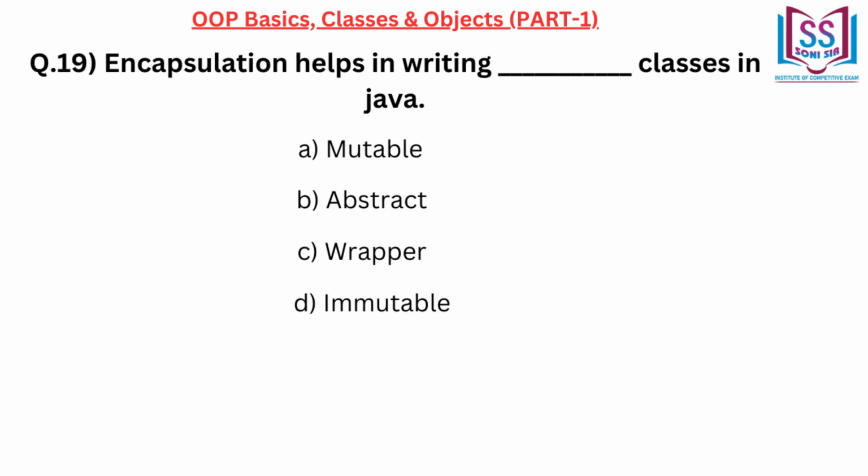Encapsulation helps in writing dash classes in Java. A. Mutable. B. Abstract. C. Wrapper. D. Immutable. Correct answer, D. Immutable classes are used for caching purposes generally, and can be created by making the class final and making all its members private.